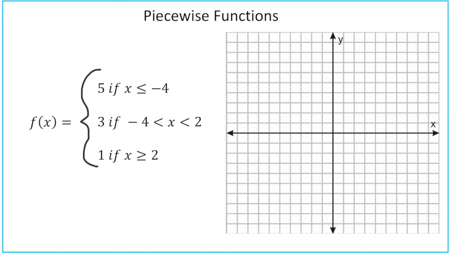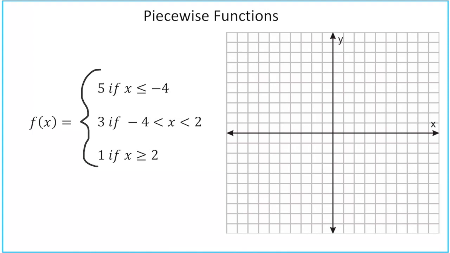So we start with f of x equals 5. That's like y equals 5. That's going to be a horizontal line at positive 5. But it doesn't go forever. It only occurs when x is less than or equal to negative 4.